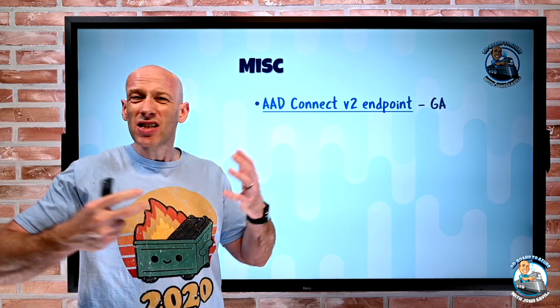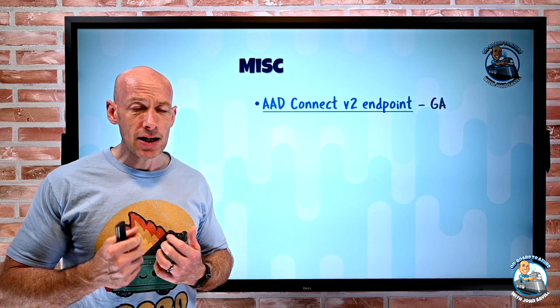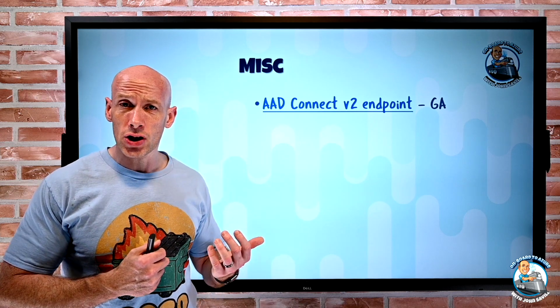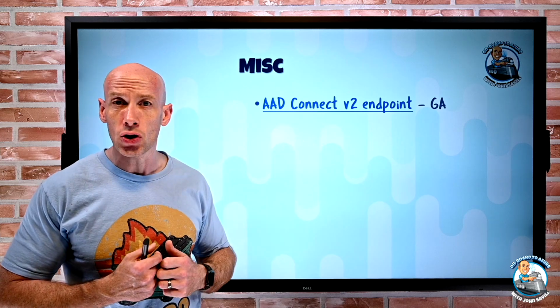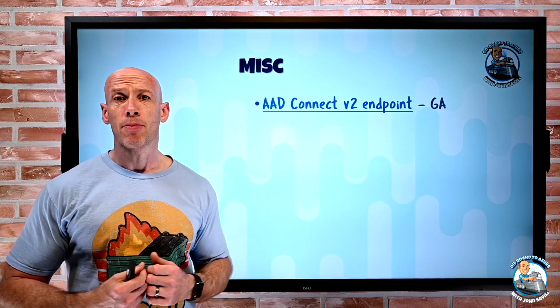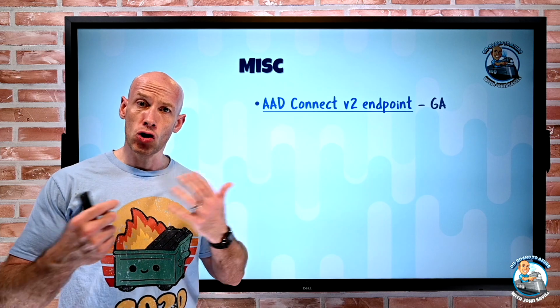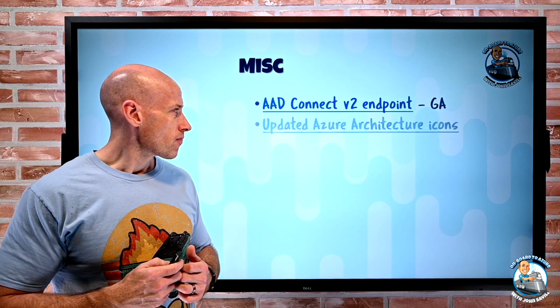I need a recent version of Azure AD Connect. And then literally I just go and run these couple of PowerShell commands and it will flip over to use the V2 endpoint. And I get this improved performance and a greater number of members of groups.